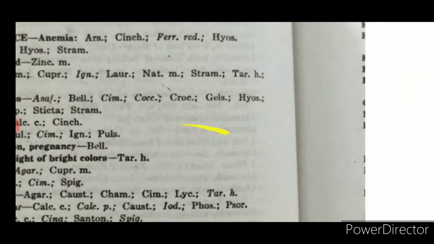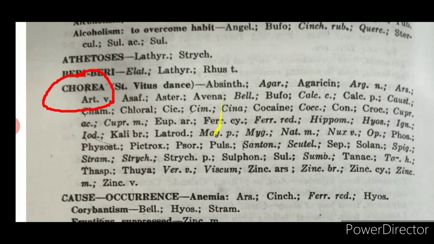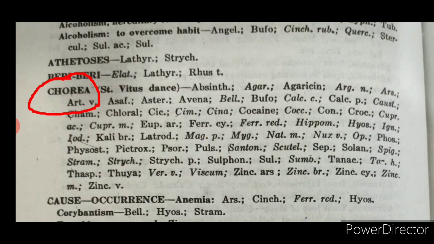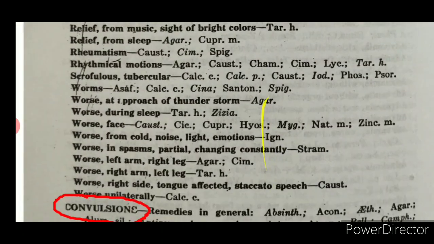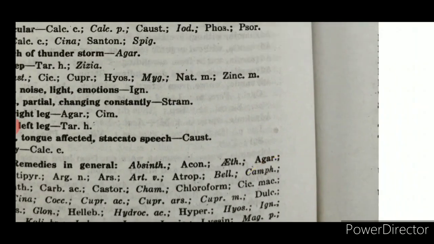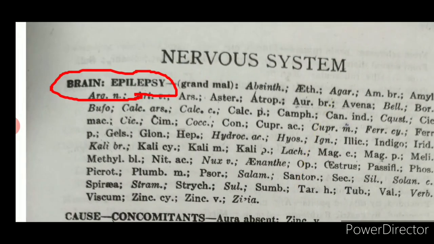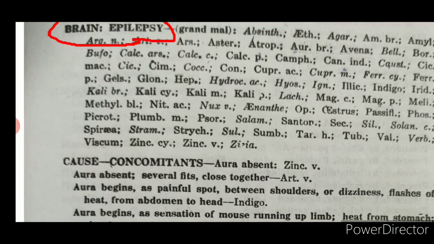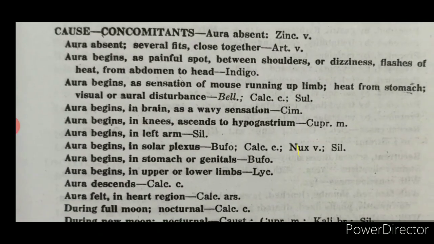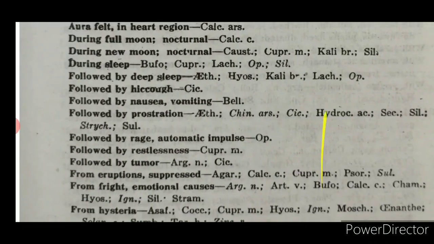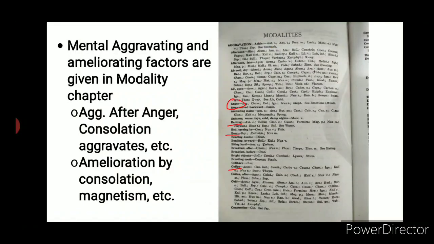So in nervous system, again we will have different types of symptoms related with chorea, convulsions, and again a separate rubric of epilepsy. A wonderfully explained rubric of epilepsy you will find in the nervous system, which will help you to tackle any case of epilepsy with cause, concomitants, aura, and all modalities of epileptic conditions.